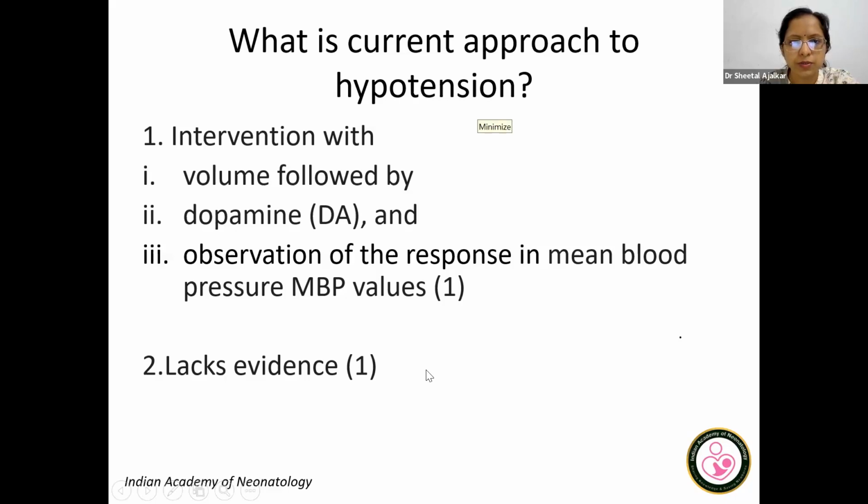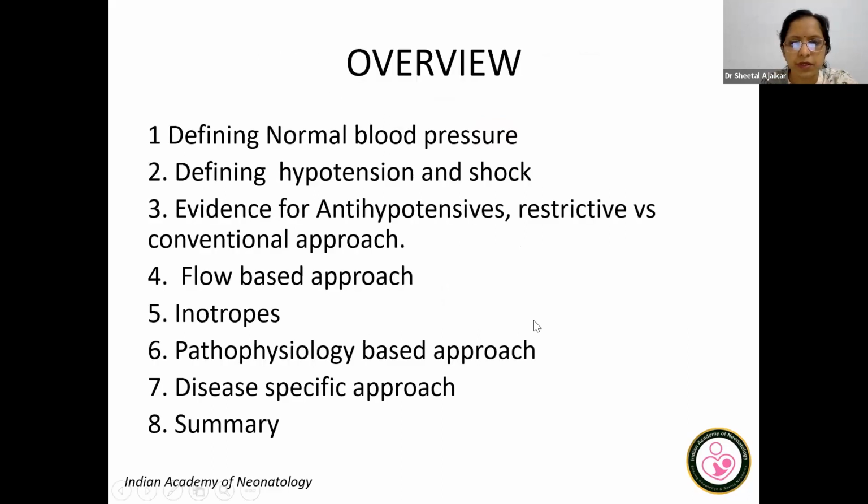So there is lack of evidence for the same. And so today we are going to discuss the following: defining normal blood pressures, defining hypotension and shock, evidence for antihypotensives, restrictive versus conventional approach. Then the flow-based approach, inotropes, pathophysiology-based approach, and disease-specific approach.